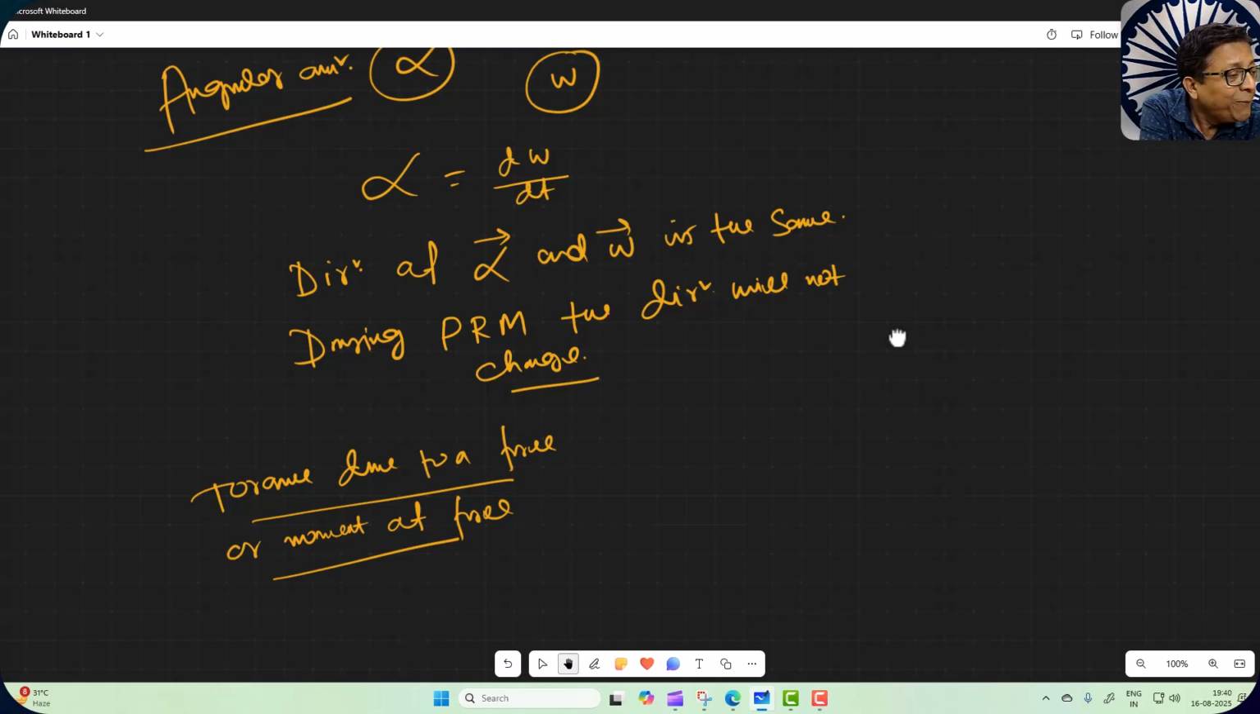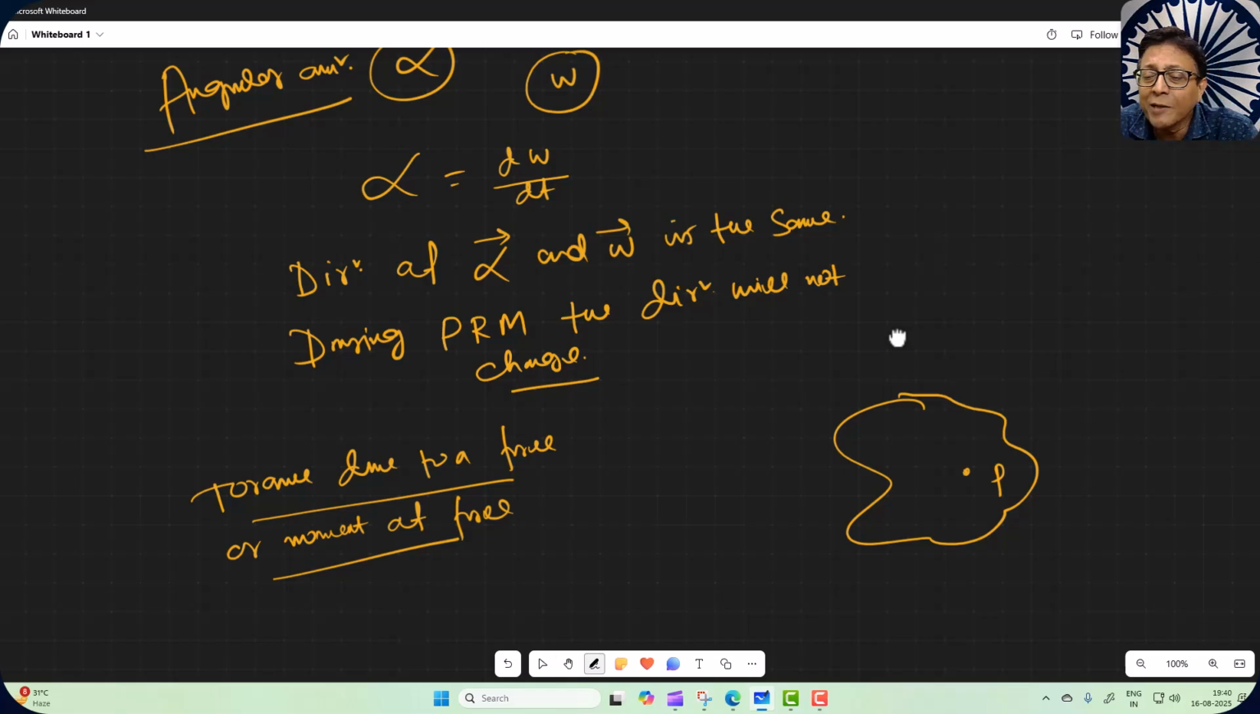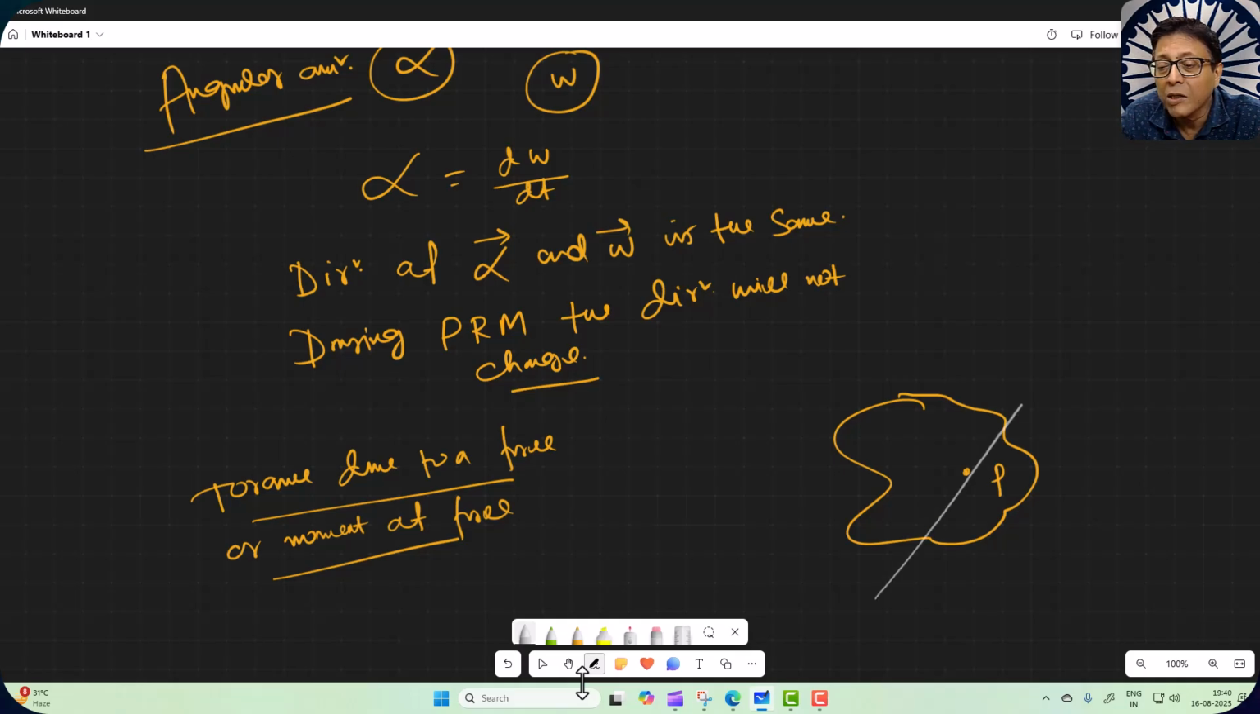Okay? If you imagine that we have applied a force at a point P on an object, any object. You take an object, no problem. Just discussing single force here. At the point P, you have applied a force. This is the line of action of the force. We have applied force at the point P.